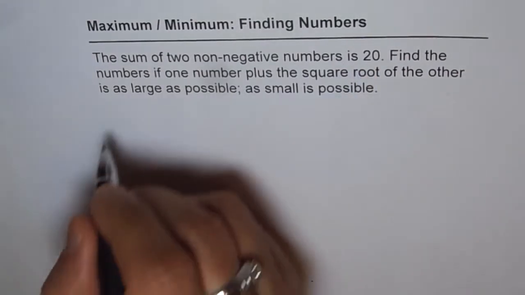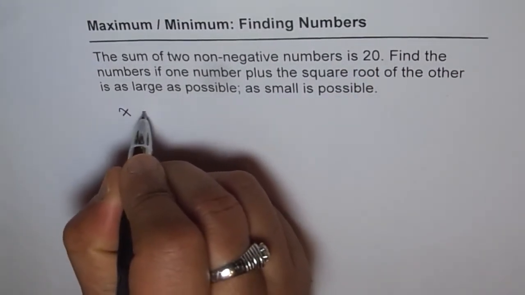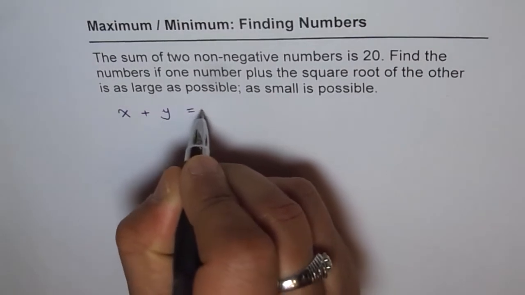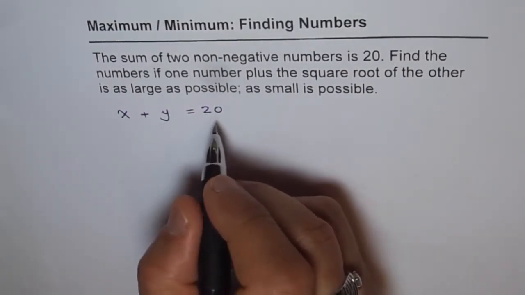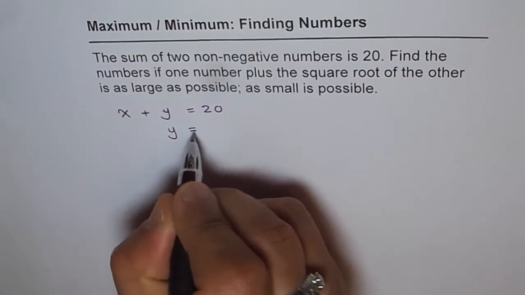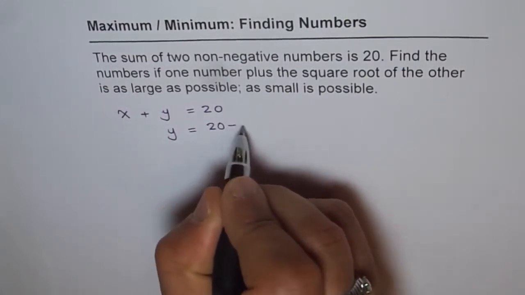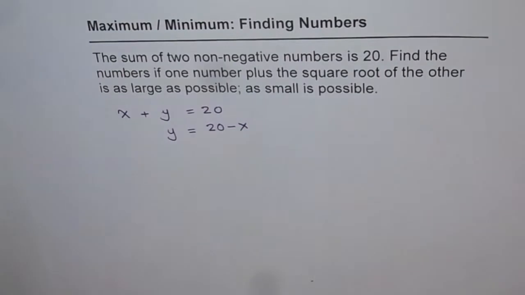So let the numbers be x and y. In that case, x plus y equals 20. Now we can write one number in terms of another. So we can write y equals 20 minus x. So these are the two numbers.